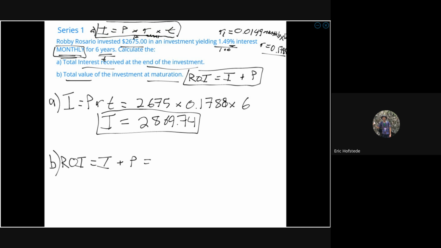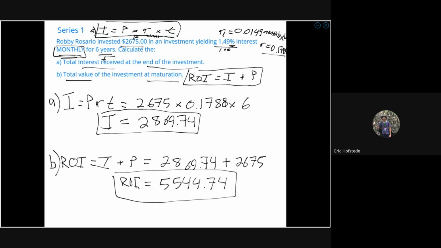Let's start with interest first. $2,869.74 plus a principal amount of $2,675, giving me a total of $5,544.74. That would be my total value, or my total return on investment, at the maturation. Maturation is just the end of the investment.